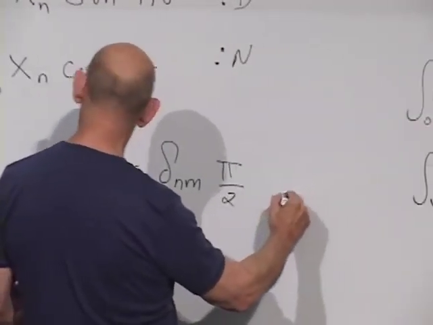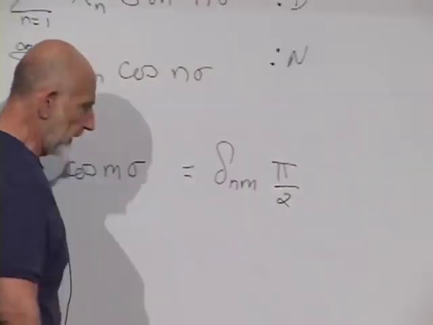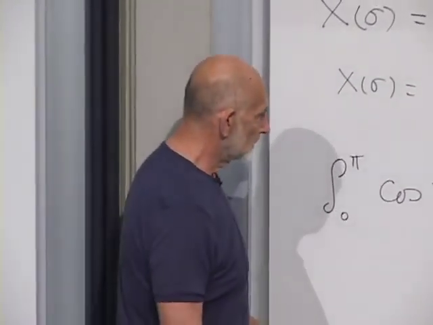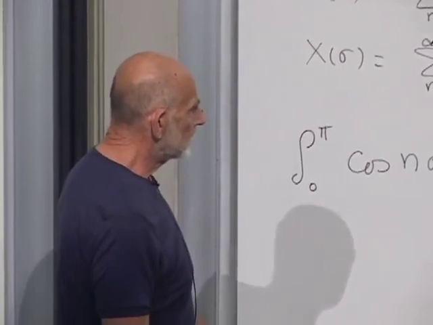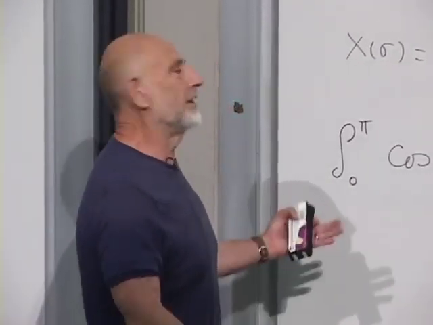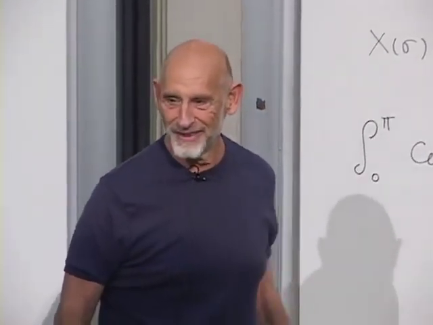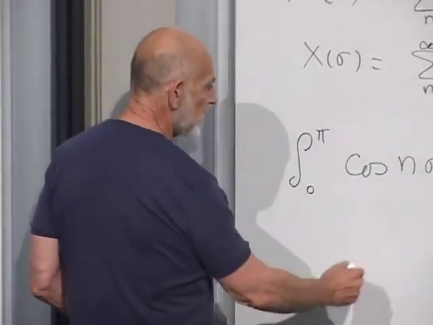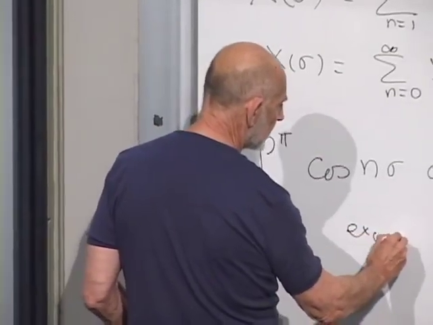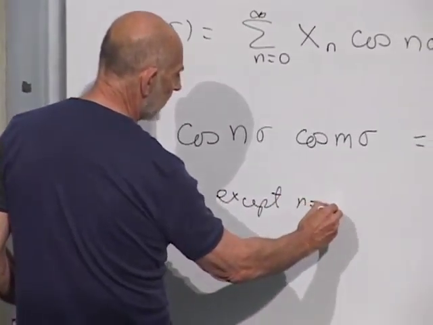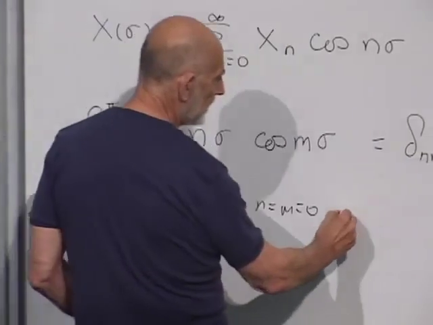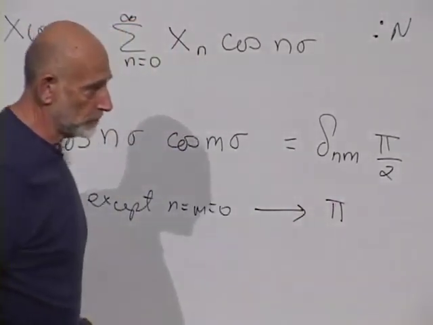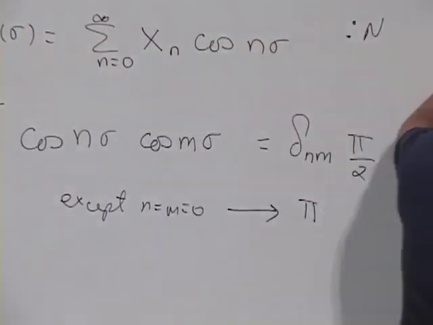This is true for n. I won't bother writing it. Is it exceptional? I think so. No, I was going to say if only one of them is 0, but if one of them is 0 and the other is not, it's 0. Then it's not exceptional that way. Except n equals m equals 0, and then we get pi, just pi. These are some mathematical facts that we will need.